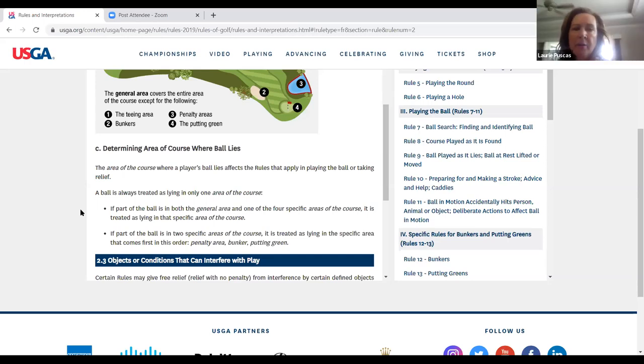Can we go back to penalty area real quick? Sure. I have a picture here. I had actually shown it to Kyle, and I think it's kind of a cool example. Can you see this? Uh-huh.